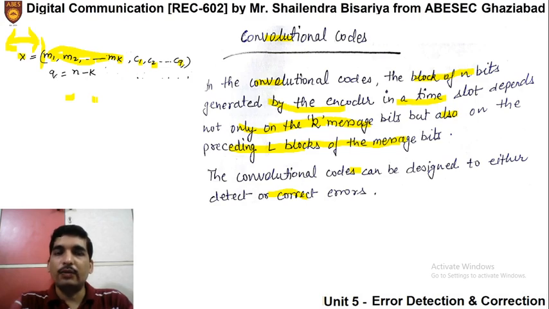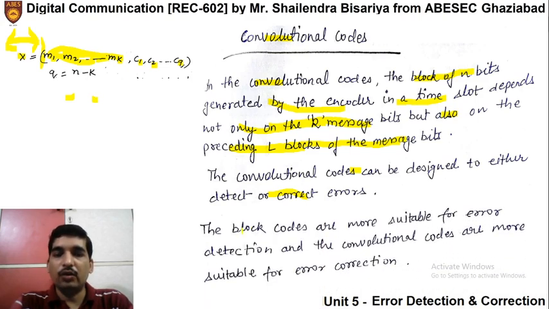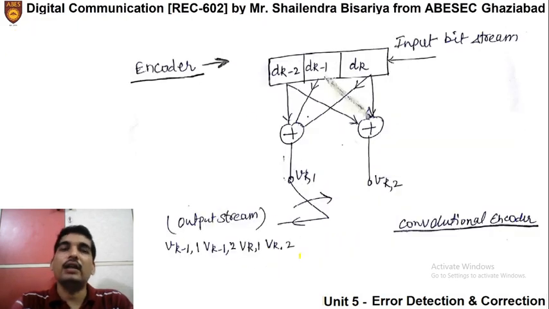One more point I want to make: the block codes which we have studied earlier are more suitable for error detection, and convolutional codes are more suitable for error correction. However, it does not mean that block codes are not sufficient for error correction. Block codes are also good for error correction, but if we compare the two, convolutional codes have more capability to correct errors. So let us see the diagram of the encoder for a convolutional code to understand it.